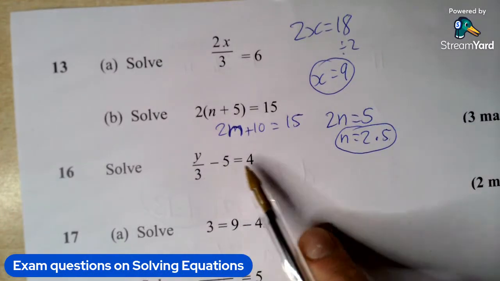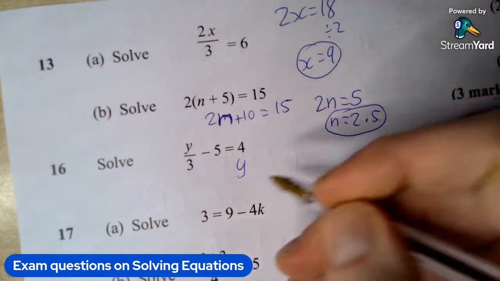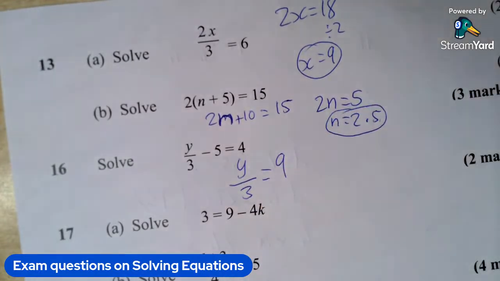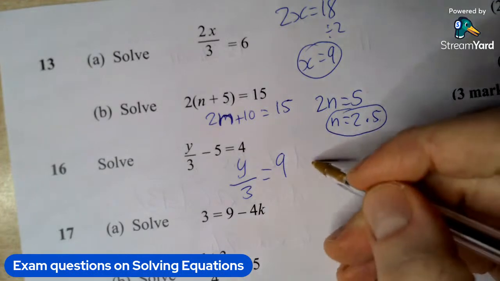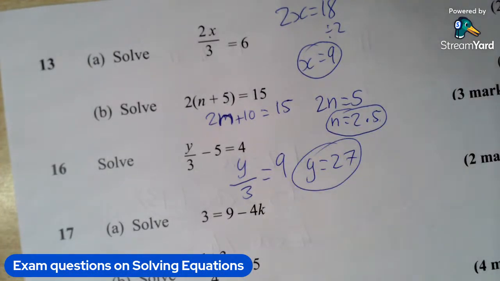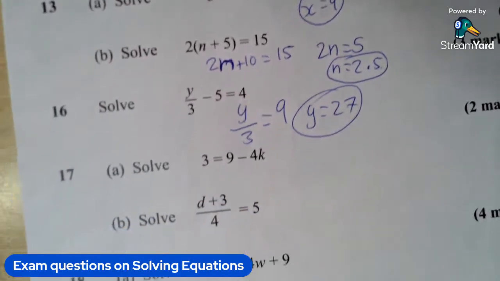I'll deal with this minus 5 first, adding it onto the 4. So you're going to get y over 3 equals 9. And then you're going to multiply by 3. So then y equals 27. Yeah, and that's that one.